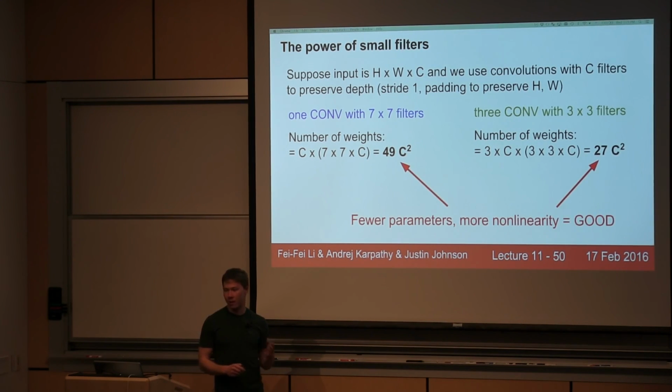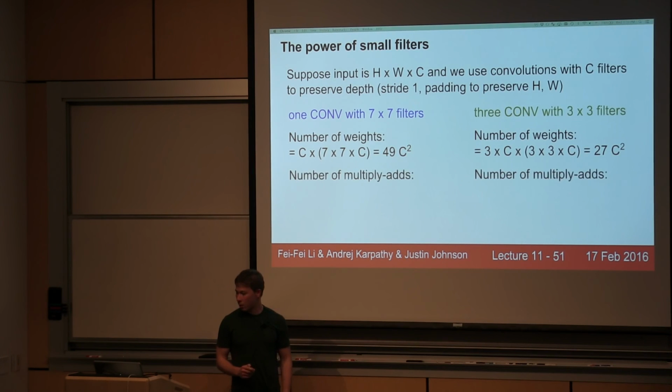And assuming that we have ReLUs between each of these convolutions, the stack of three 3x3 convolutions actually has fewer parameters, which is good, and more nonlinearity, which is good. So this gives you some intuition for why a stack of multiple 3x3 convolutions might be preferable to a single 7x7 convolution. We can take this one step further and think not just about the number of learnable parameters, but how many floating point operations these things take. Anyone have a guess for how many operations these two take?